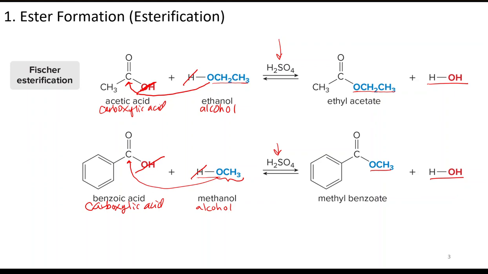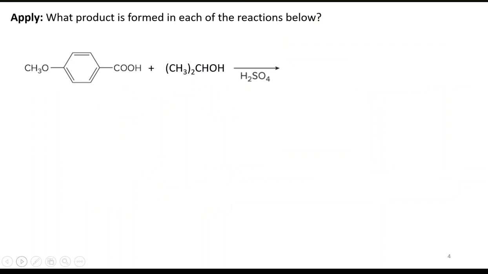Okay, let's apply this to some reactions. So what product is formed in each of the following reactions below? Again, the first step in all of these reactions is identify your functional groups. So let's go ahead and look at this one here. This one should probably jump out at you at this point. It's a hydroxyl group, so that means this is an alcohol.